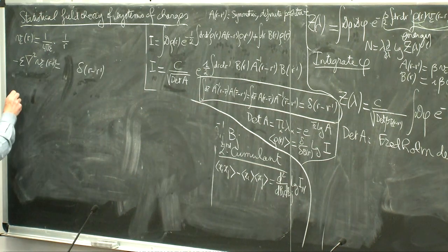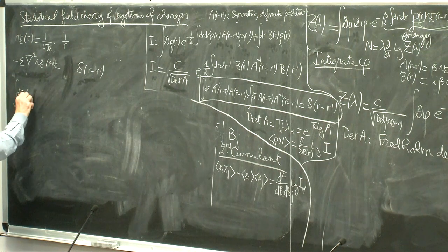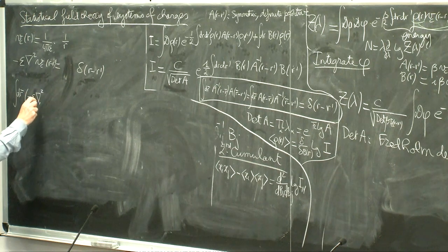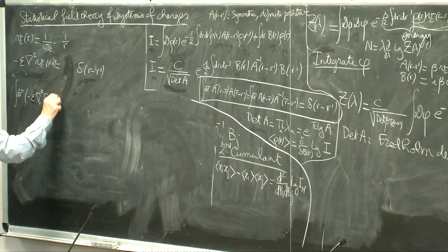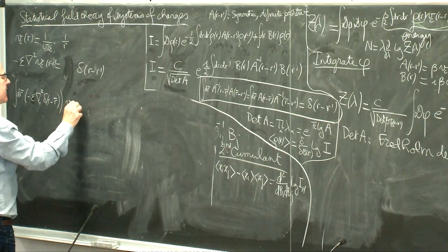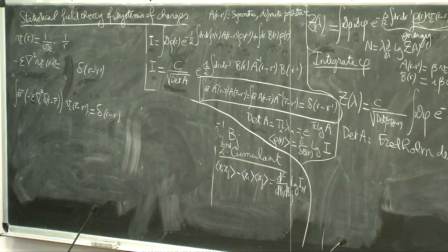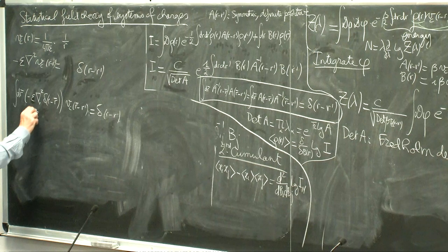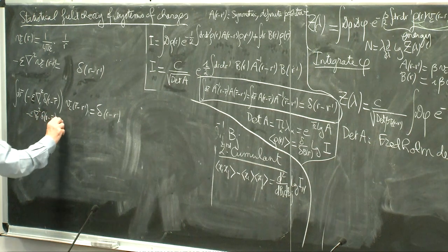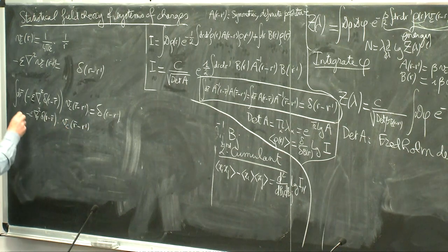The way to do it is to write that integral dr bar of minus epsilon Laplacian with respect to r of delta of r minus r bar, Vc of r bar minus r prime, equals delta of r minus r prime. Why is it so? Because the Laplacian of the delta function with respect to r minus r bar is just minus epsilon Laplacian with respect to r bar, delta of r minus r bar, times Vc of r bar minus r prime, integral dr bar.